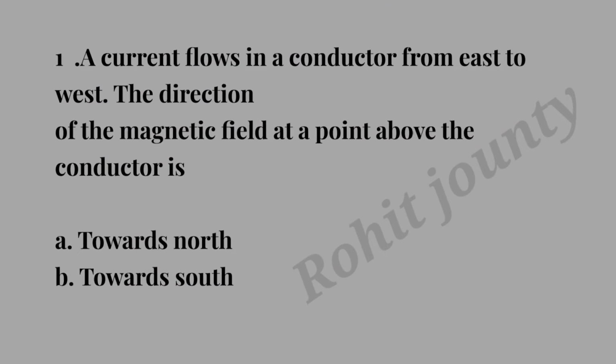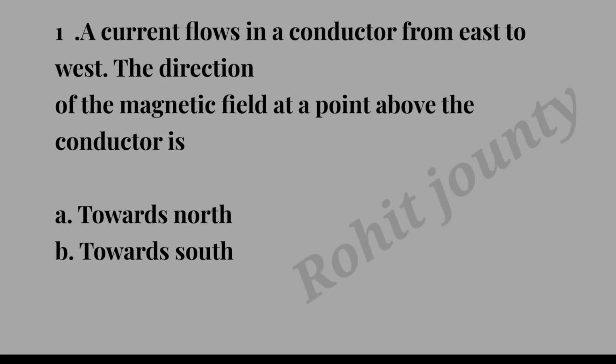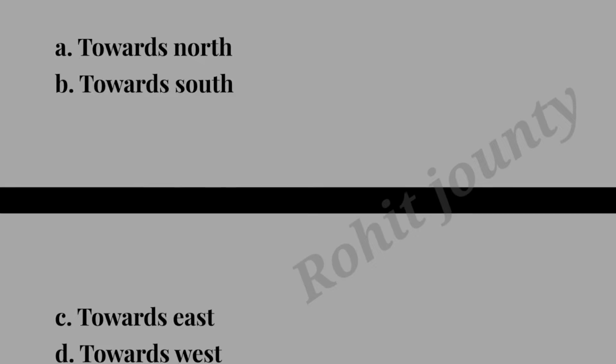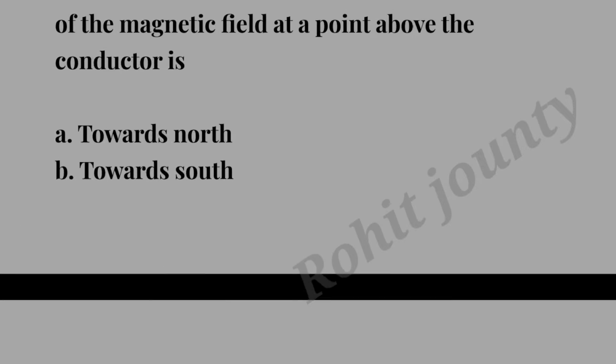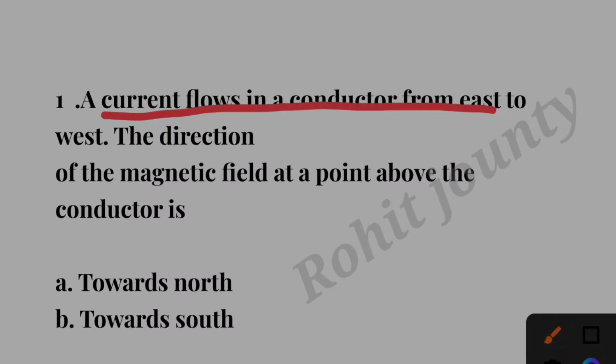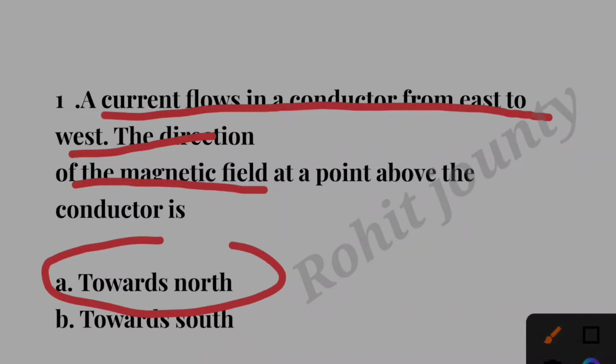Question number 1. A current flows in a conductor from east to west. The direction of magnetic field at a point above the conductor is: option A towards north, option B towards south, option C towards east, option D towards west. The correct answer is option A, towards north. The current flows in a conductor from east to west, so the direction of the magnetic field is towards north. Option A is the correct answer.